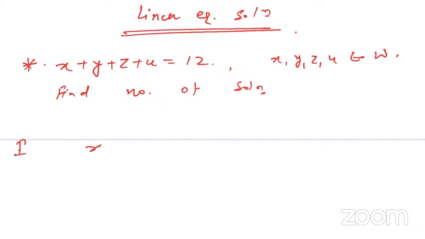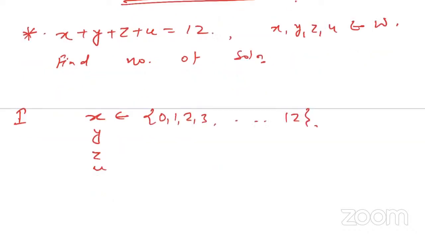x, y, z, u. x, y, z or u belongs to 0, 1, 2 up to 12. It can start with 0 and go up to 12, right? So 0, 1, 2, 3 up to 12 we can take. So one of the ways is called the mathematical way. Mathematical way is like counting these x, y, z and u.